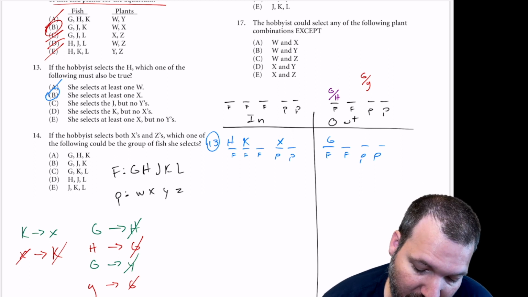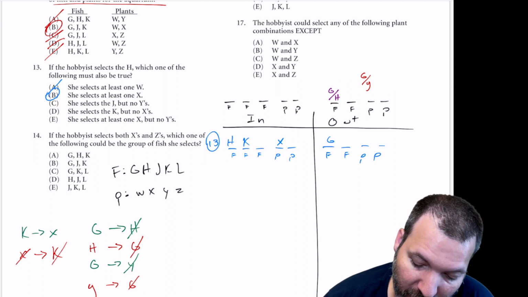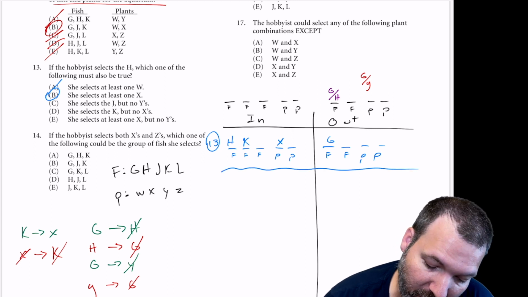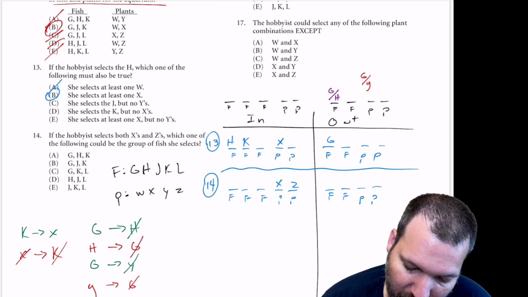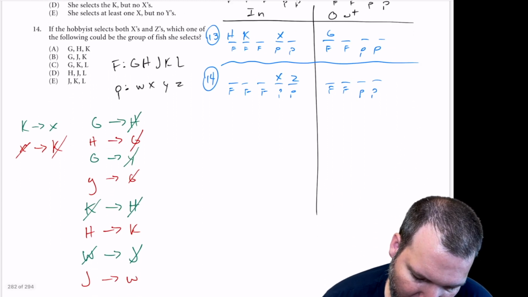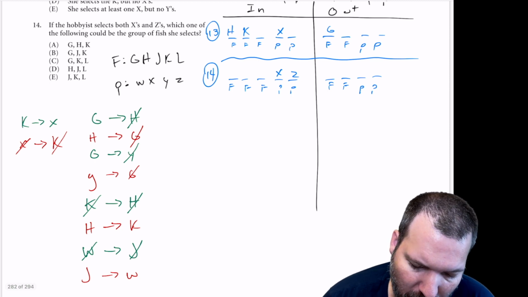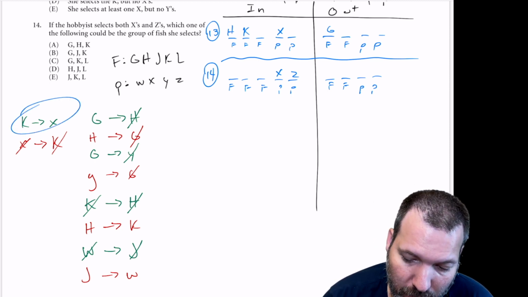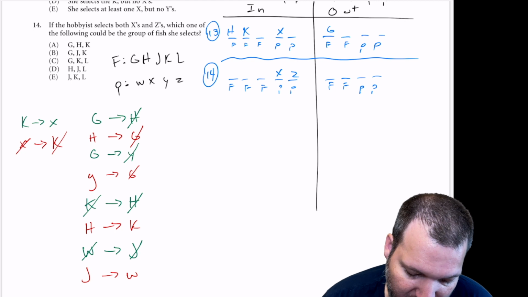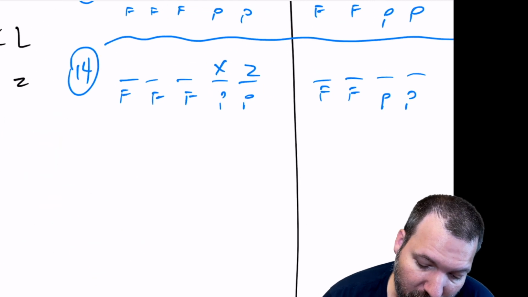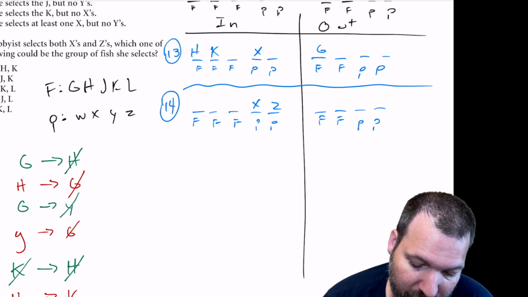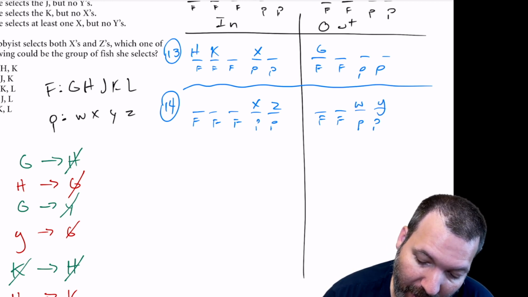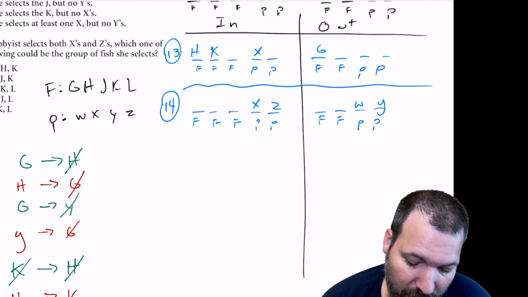Number 14, if the hobbyist selects both X and Z, which one of the following could be the group of fish she selects? So only looking at the fish here. If she picks X and Z, the plants, what else do we know? Well, if X is in, do we know anything? No. Again, this clue we can't go backwards on. Doesn't mean K has to be in. If Z is in, do we know anything? No. We do know if X and Z are the 2 plants selected, then it must be W and Y that are the 2 plants that do not get selected.